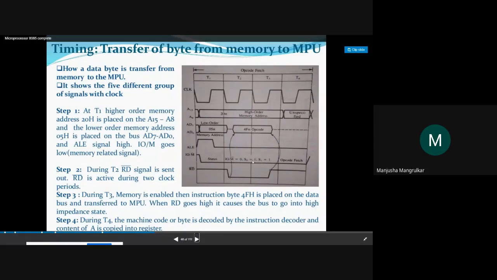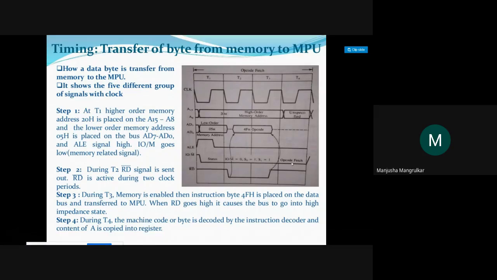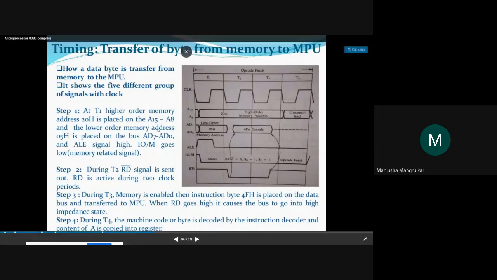Whatever the operation, your status signals are IO/M bar equal to 0, S0 equal to 1, S1 equal to 1. It means it is fetching an opcode, not data. If S0 and S1 are 1, the microprocessor is fetching an opcode. So whatever the opcode it has goes to the instruction decoder, which decodes and analyzes it, and according to that the task is performed. So this is called the machine cycle, right?